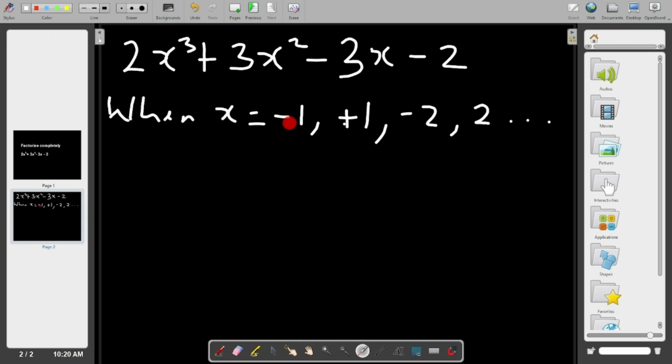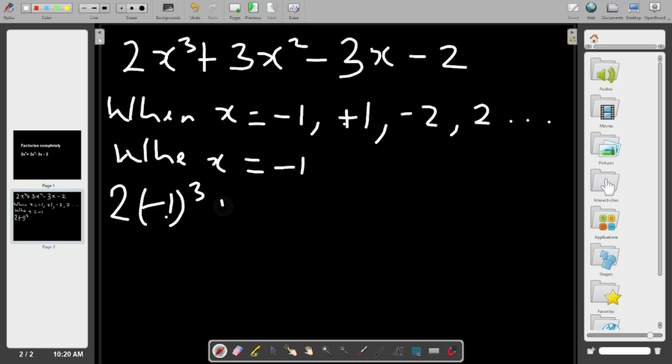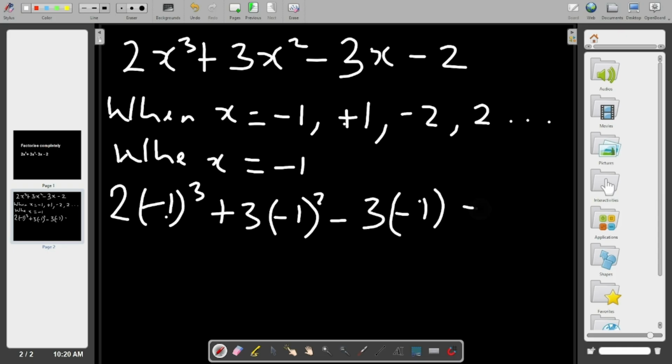When x is equal to minus 1, what it means is that we are going to substitute minus 1 in place of x in this expression. If our answer is 0, it means minus 1 is part of the values of x. But if our answer is not 0, we'll now try plus 1 and substitute. We'll go on and on. So let's do that first. We are trying minus 1 first. Let's substitute there so that you now have 2 times (minus 1) cubed plus 3 times (minus 1) squared minus 3 times (minus 1), then minus 2.